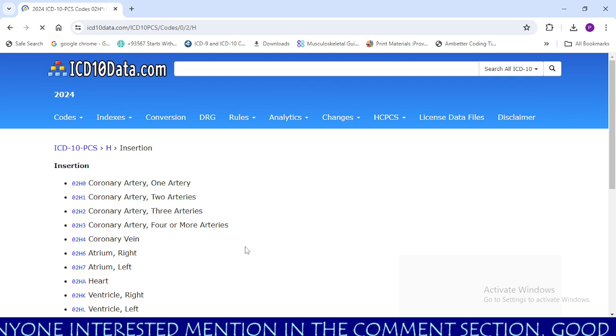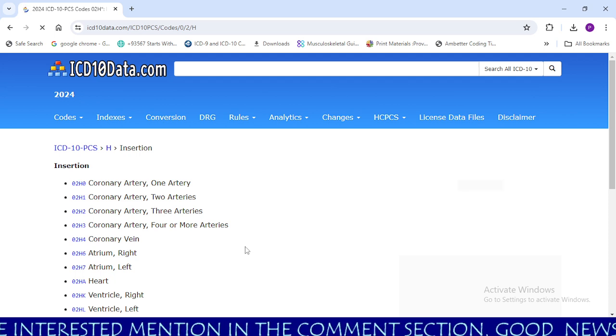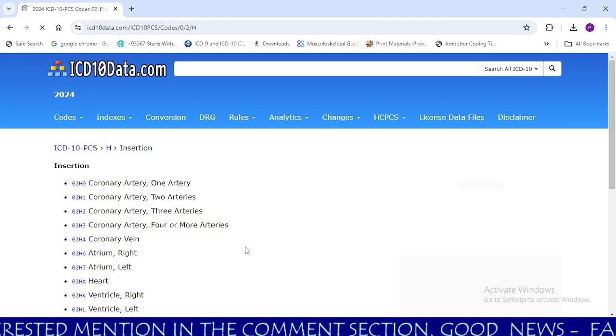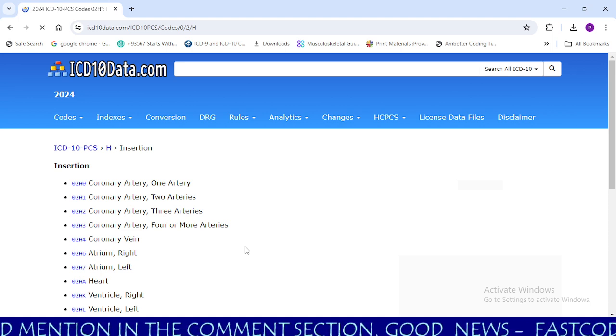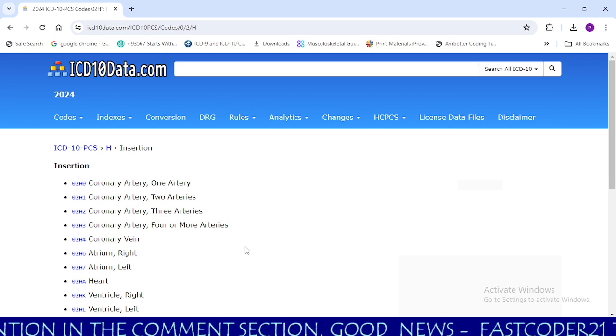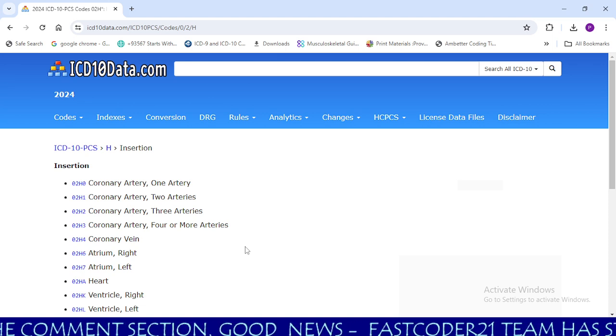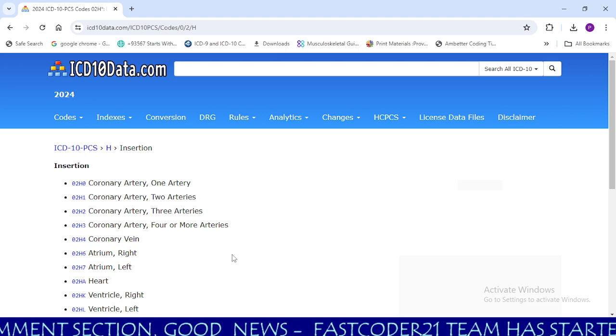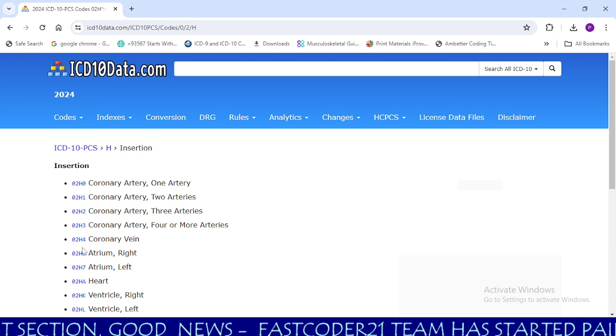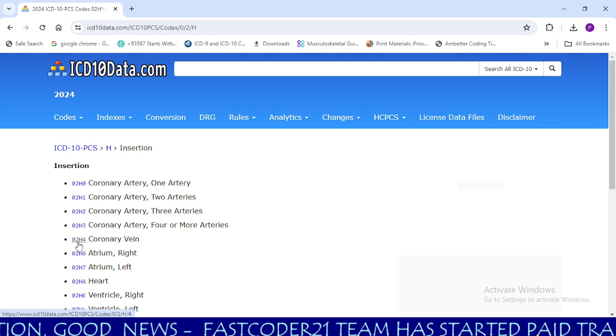And next, first we are going to code for the coronary vein. Based on our documentation, the physician has inserted one lead in the coronary vein, not in the left ventricle. So here we need to select coronary vein for the third lead. So 02H4.